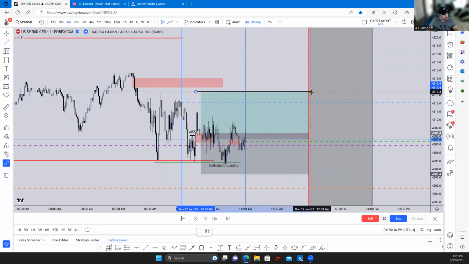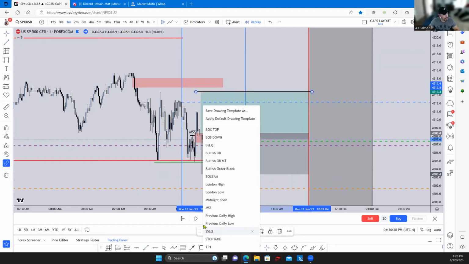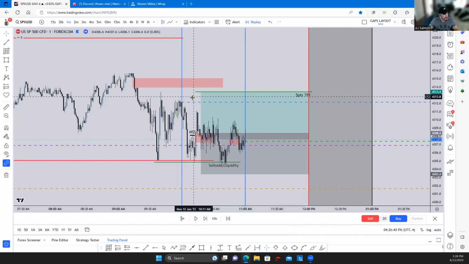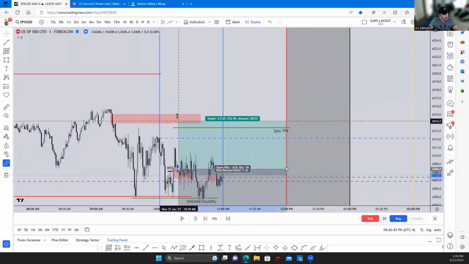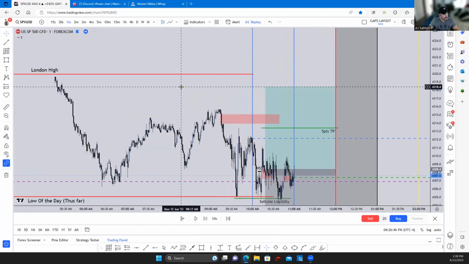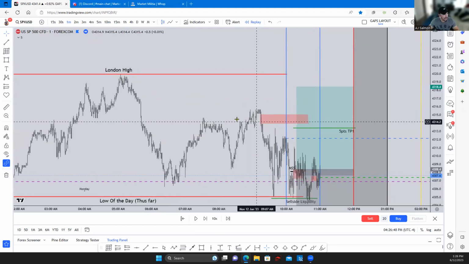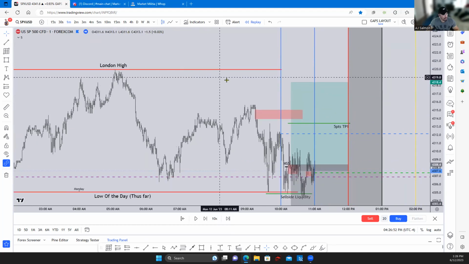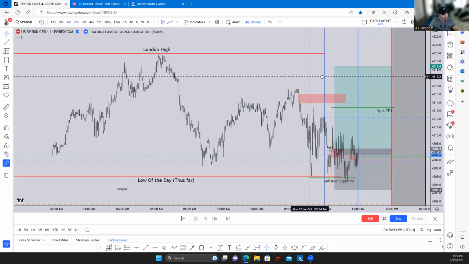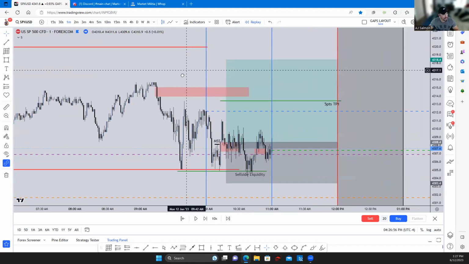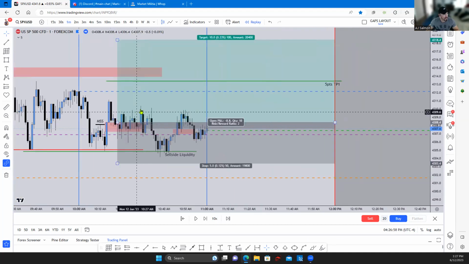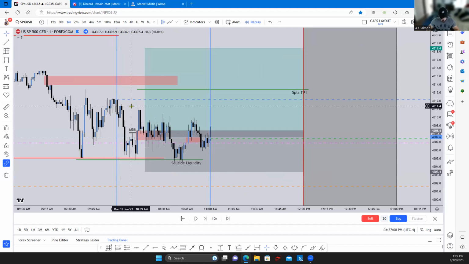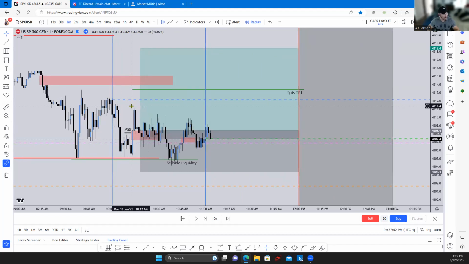here. We'll set this. And then for a 1 to 2, we would want to go for at least 10, with the idea of taking out the London high here as our next draw on liquidity. Draw on liquidity is like a magnet. Where is price going to want to be pulled to next? So we hold on to this trade and move forward.